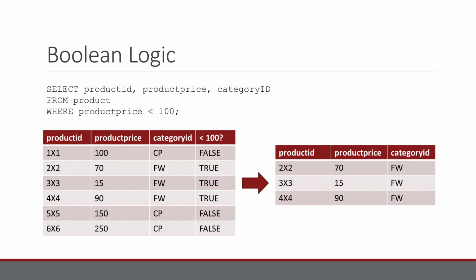For product 1x1, is the product price less than 100? In this case, it's false. 100 is not less than 100. For 2x2, is 70 less than 100? This is true, and so on. Once it goes through this list, it returns the resulting relation as the answer.